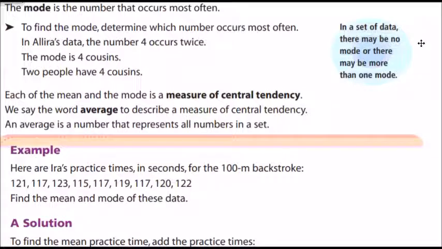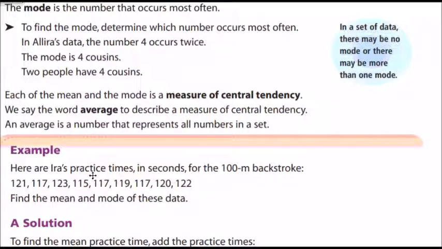Something else to note is that in a set of data, there may be no mode. If every single person has a different answer, then there would be no mode, or there may be more than one mode. If we had 2 people that had 4 cousins and 2 people that had 9 cousins, we would have 2 modes, 4 and 9.